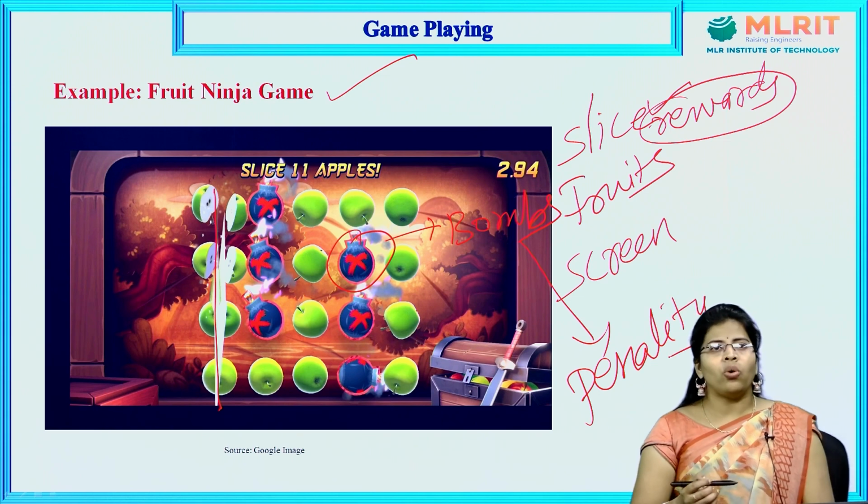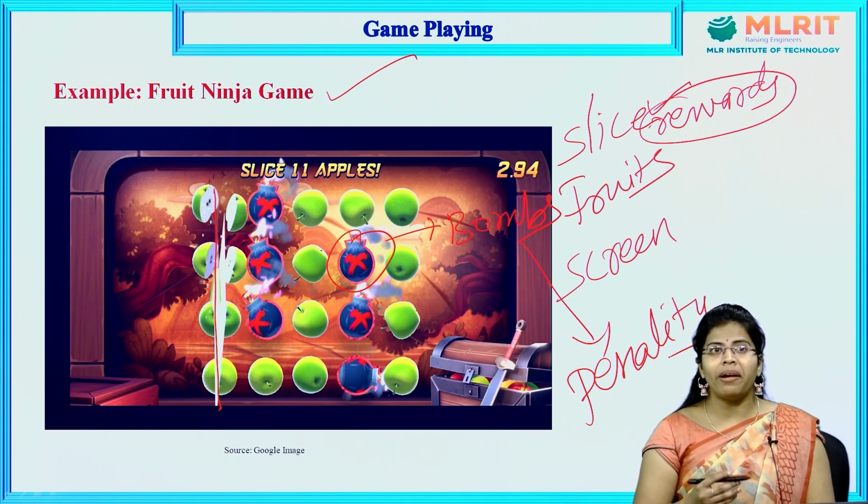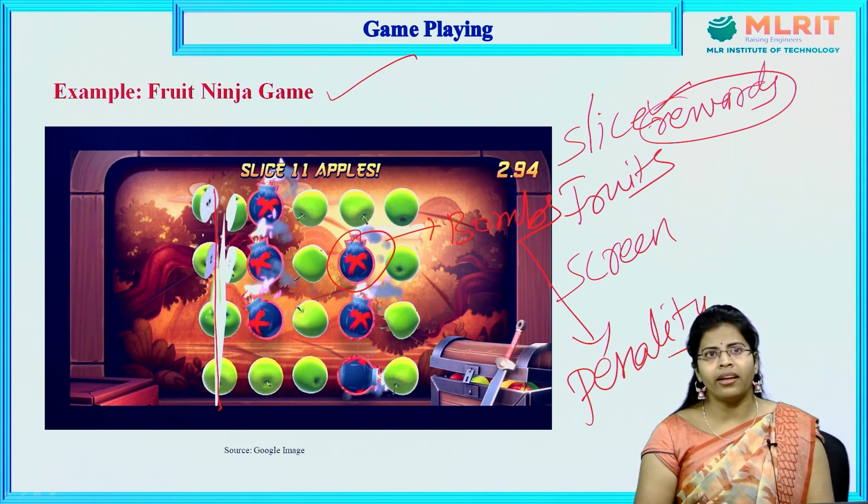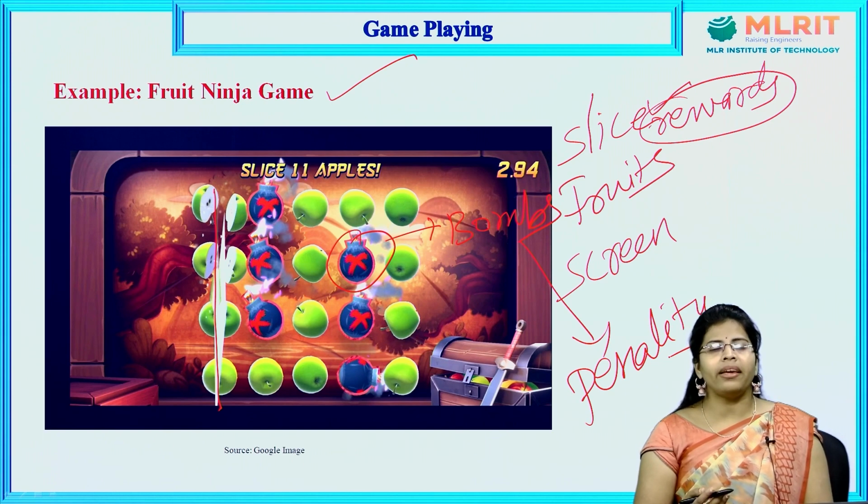So, that's how the agent is going to be trained by avoiding the bombs and also slicing as many fruits as he wants. By avoiding the bombs, the machine is going to become better, based on this reinforcement machine learning.